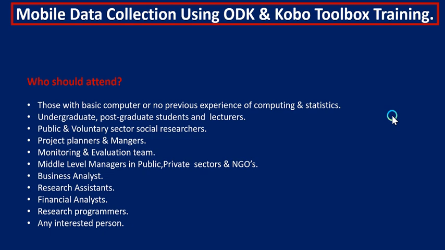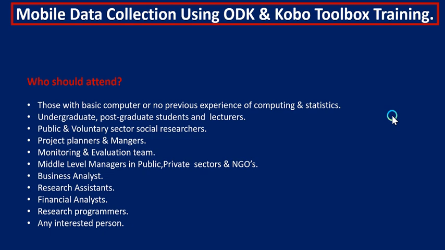Then also you have the undergraduate and postgraduate students and lecturers, and the advantages of mobile data collection, especially to be used by academia. It ensures authenticity of the data. For instance, if you send somebody to collect data in Nairobi, Kenya, and the person goes maybe to Mombasa to collect the data, you are able to verify using the GPS because it collects the geo-coordinates. So it ensures authenticity that this person really went to the right place to collect data.